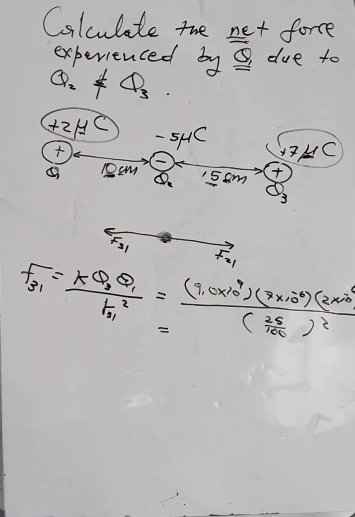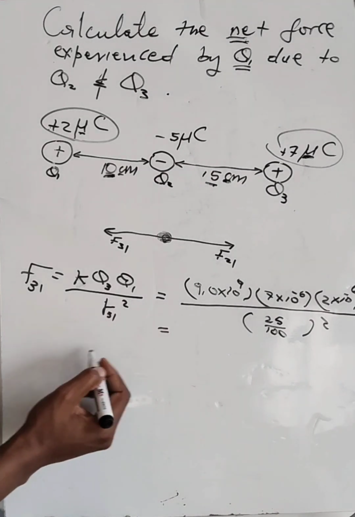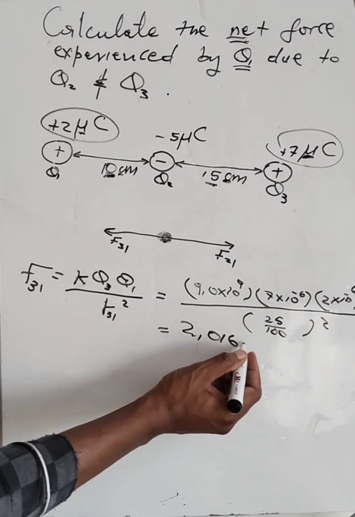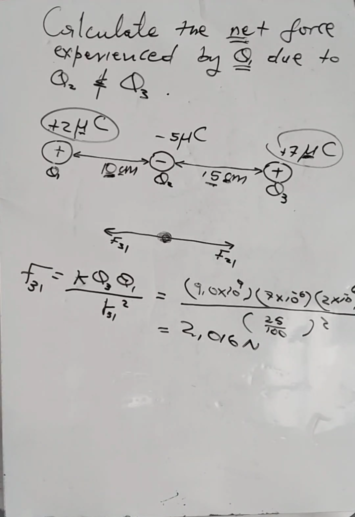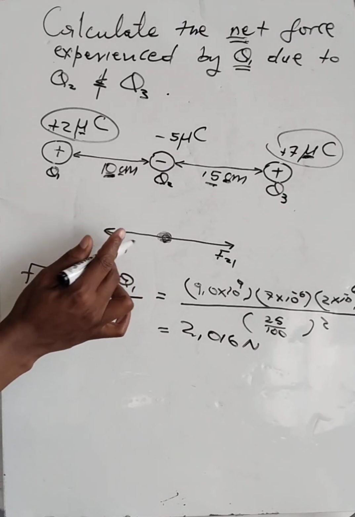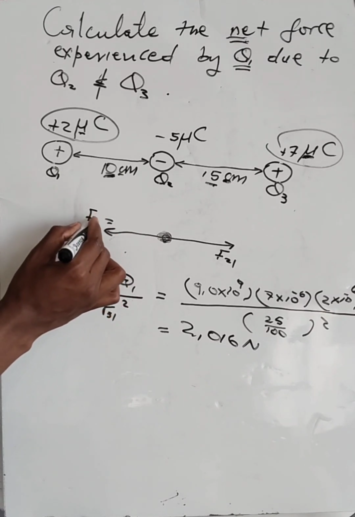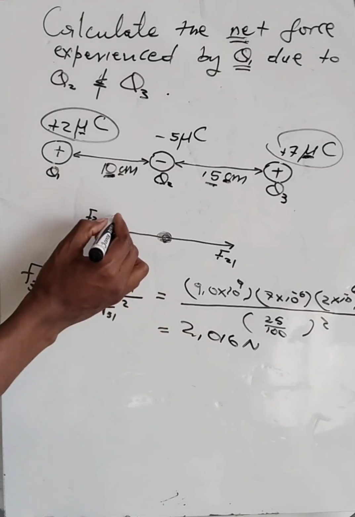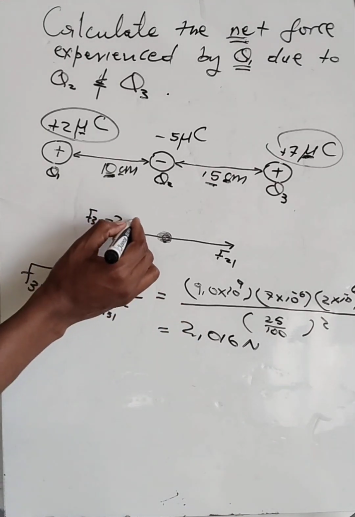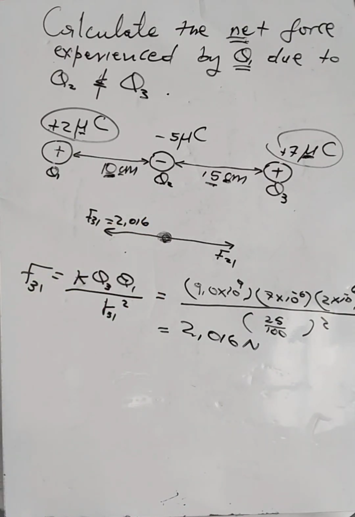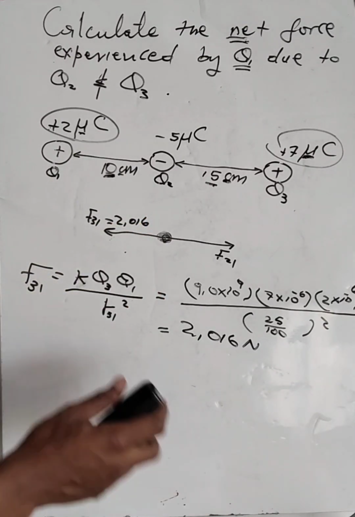Then we press the calculator. So the answer is 2,016 newtons, which means F31 is equal to 2,016 newtons.